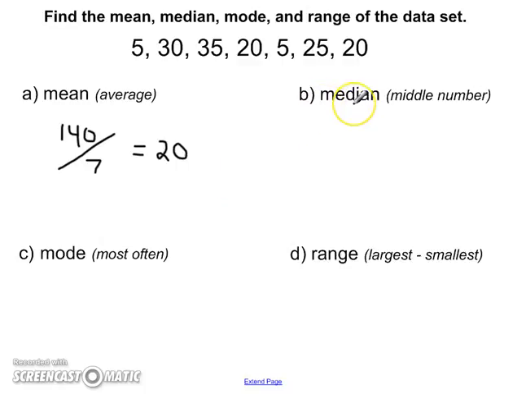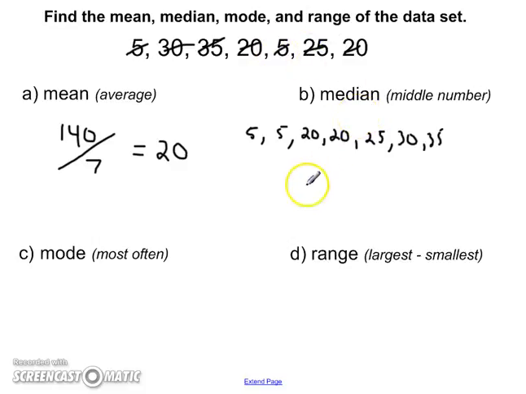Then we get to the median. The median is the middle number in the set when these are arranged. So I'm going to go ahead and arrange them. I see a couple 5s. Those are my smallest numbers, so I'm going to list those, and I'm going to mark them off as I go along. Then I get to 20 and 20, so I'll write both of those down. Okay, 20 and 20. And then 25. And 30 and 35. I now have them all arranged in order from smallest to largest.